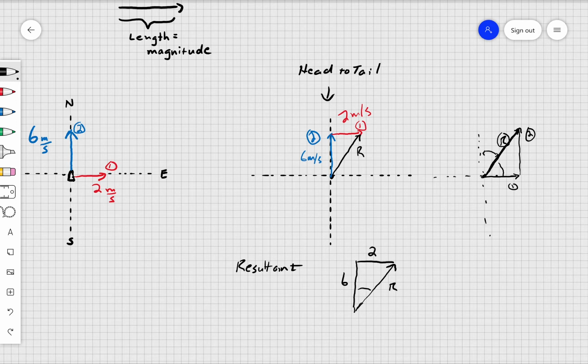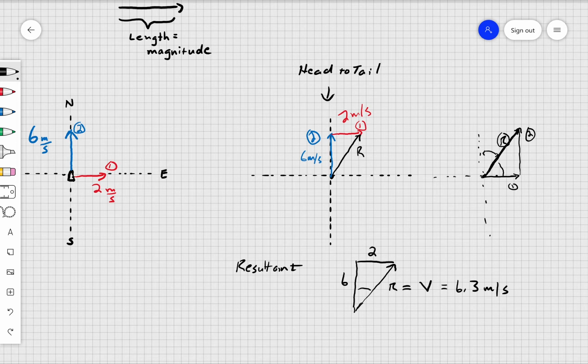Pythagorean's theorem will give us this resultant and therefore this velocity of about 6.3 meters per second. And since it is a vector and it's not on a primary axis, then simple positive or negative doesn't give us its direction. We need to state in degrees where that vector is from a primary axis.